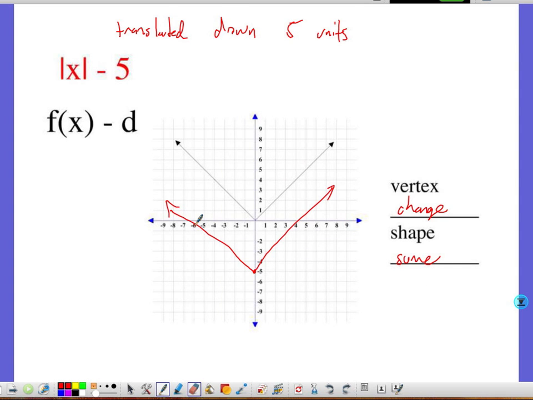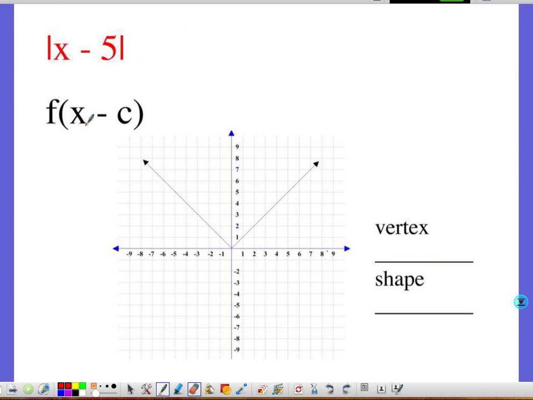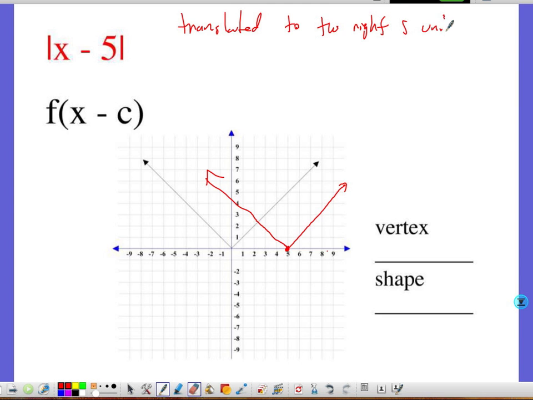Now notice the difference between this one and this one is that the negative 5 is outside the absolute value. Here we have it inside. How is that going to change our graph? Well, it turns out that it moves the entire graph to the right 5 units. When you put this in your calculator, it's going to be translated to the right 5 units. Again, the vertex changes, it went to the right, and the shape stays the same again.